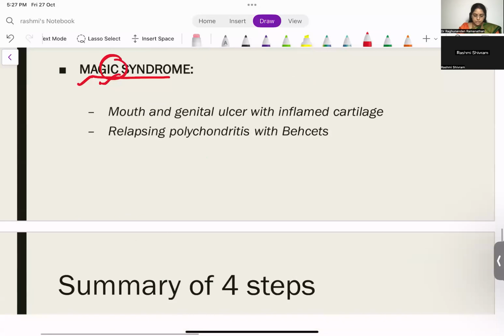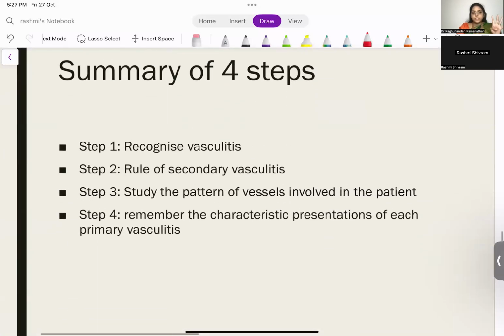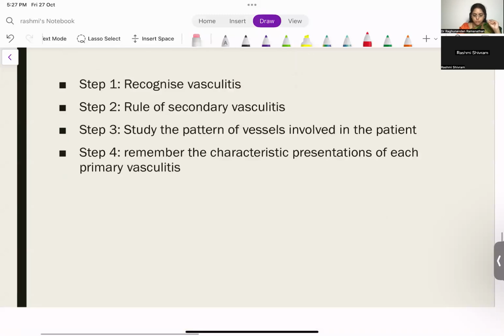Right? Yes. So we have completed 4 steps. First, what did we do? First, we need to recognize whether the patient is having vasculitis. Right? Next, we have to rule out secondary vasculitis, the causes of secondary vasculitis. Next, we have to study the pattern of vessels involved based on the symptom of presentation. Next, we need to remember the characteristic presentations of each of the primary vasculitides. I told you some salient points in each vasculitis that you must definitely remember. Okay, and these are all exam points.